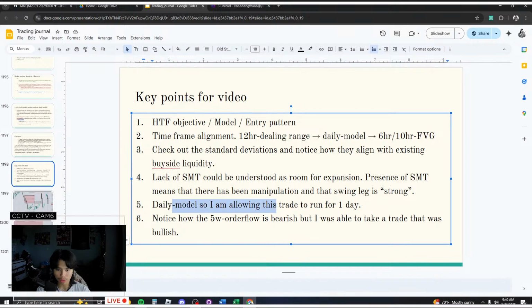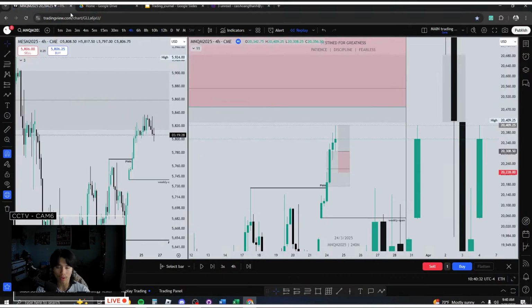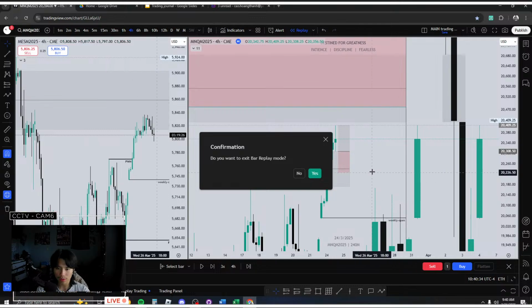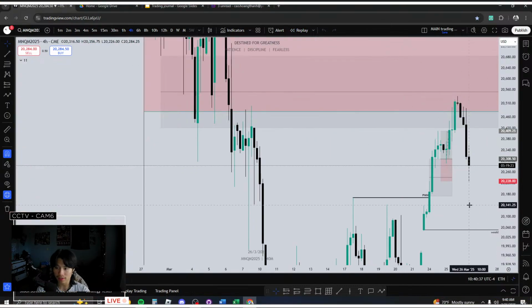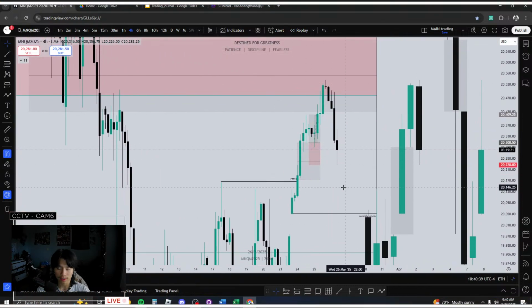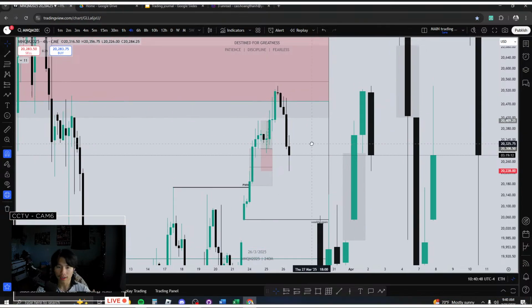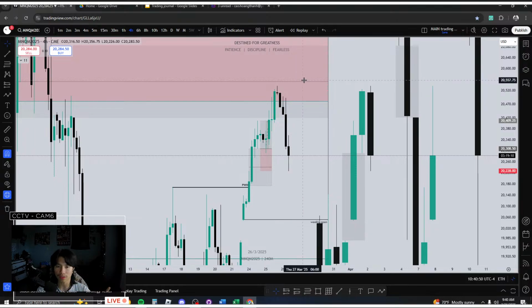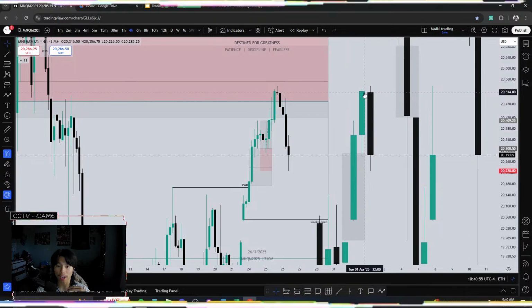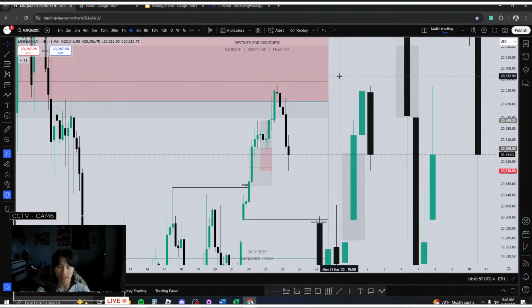It's a daily model, so I'm allowing this trade to run for 1 day. So notice how I'm basing this trade that I took on Tuesday. I did allow this trade to run for a whole day, right? Once we complete the objective, that's obviously when I close the trades. But if we didn't, I would have allowed this trade an entire trading day to complete the objective, because I'm taking it based off of the daily model.